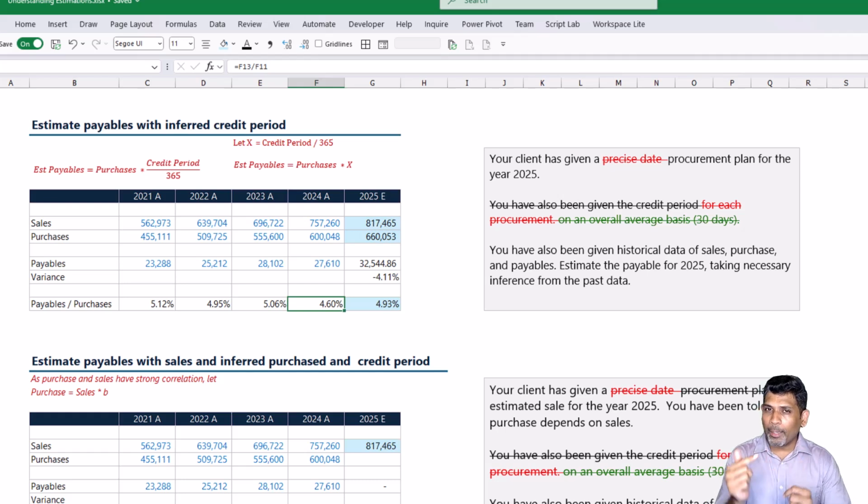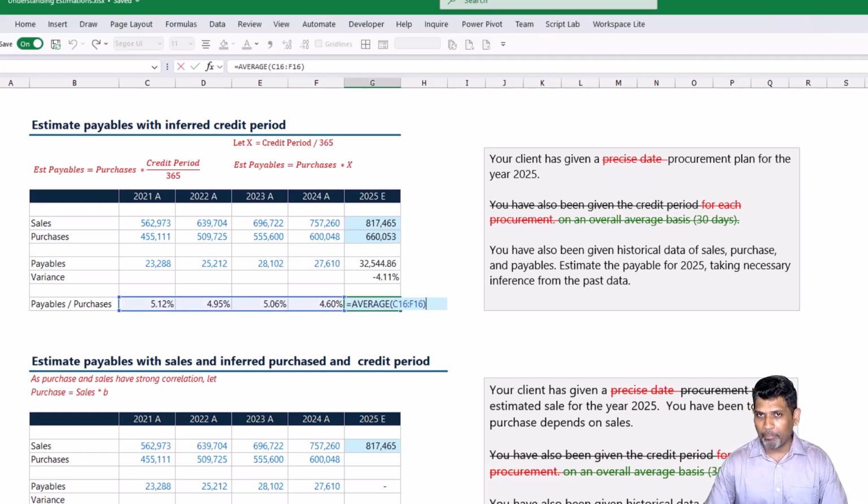We are making one implied assumption here. The implied assumption is that the seasonal variation in procurement as well as the credit period will be more or less the same in 2025. I mean, the 2025 number will be more or less in line with the past periods. That's an assumption we are making here.